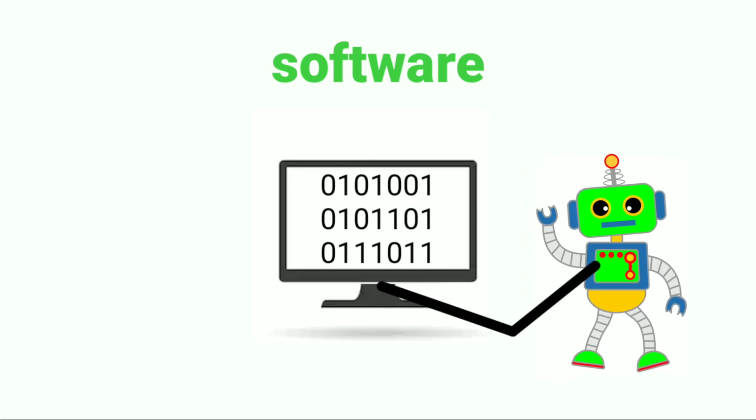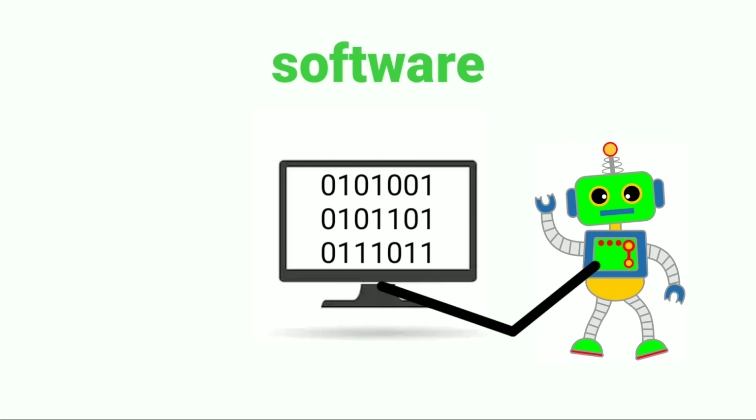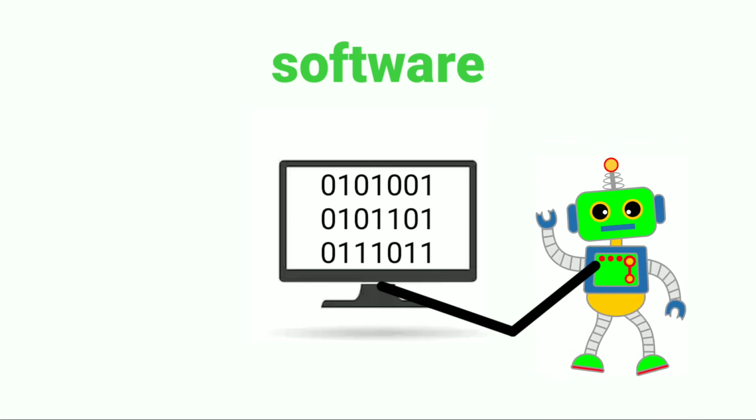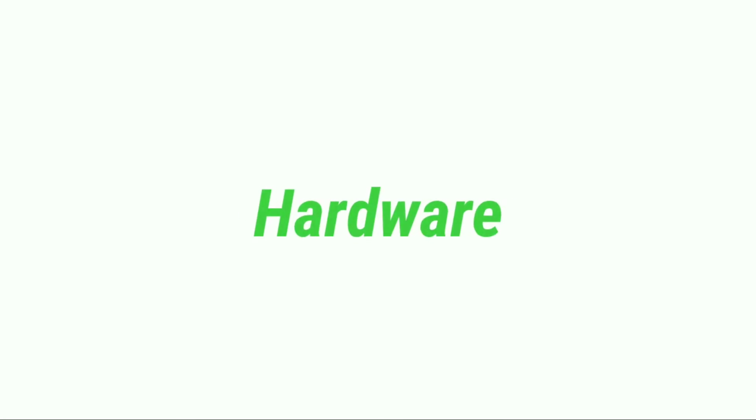So now that we broadly know what a robot is made up of, let us look at the different parts of robots in more detail. So in the next video, we are going to look at hardware.